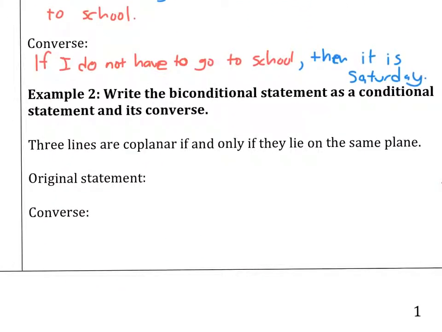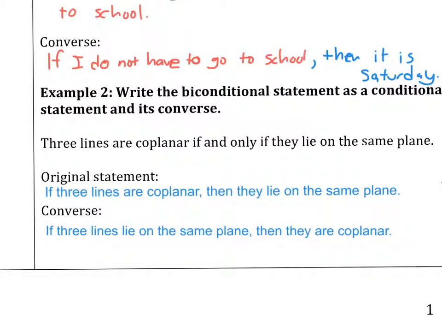So in example number 2, we're going to write the biconditional statement as a conditional statement and its converse. So go ahead and take a moment to do that, and then press pause and check your answer in a moment. Now notice when I wrote my biconditional statements into a conditional statement and its converse, essentially I just erased this, put a then, shoved an if in the front.